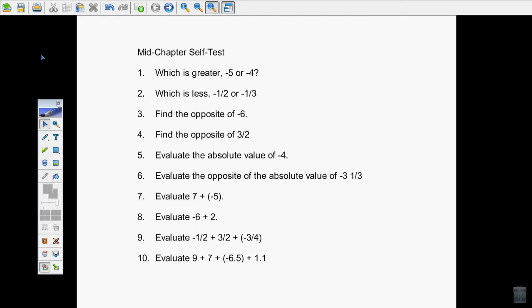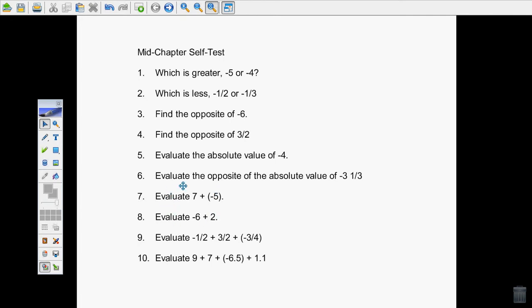At this time, you need to be working on the mid-chapter self-test. Here are the first 10 problems. I'm just going to talk through them and then make sure Mrs. Carroll will pause the video to make sure everybody's completed 1 through 10, and then on the next slide I have the answers for you. But I just wanted to make sure that you're up to par so far in this chapter on greater than or less than numbers on the number line, the opposite of integers as well as fractions, evaluating the absolute value, evaluating the opposite of the absolute value.